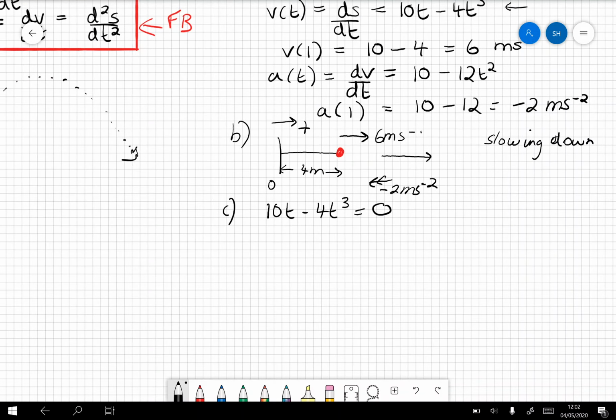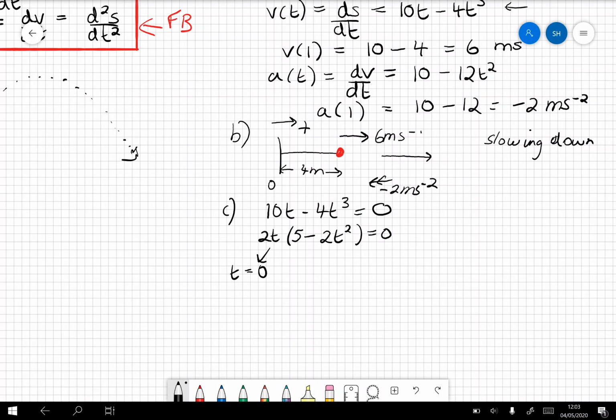Now, if this is on a calculator paper, you would either plug that into the equation part of your GDC, or you would graph it and find the 0. But we can do this ourselves. It's not too nasty of an equation. We can factorise it, so we can take out 2 and t at the beginning, leaving us 5 minus 2t squared is 0. And if we solve that, we get 2 times.